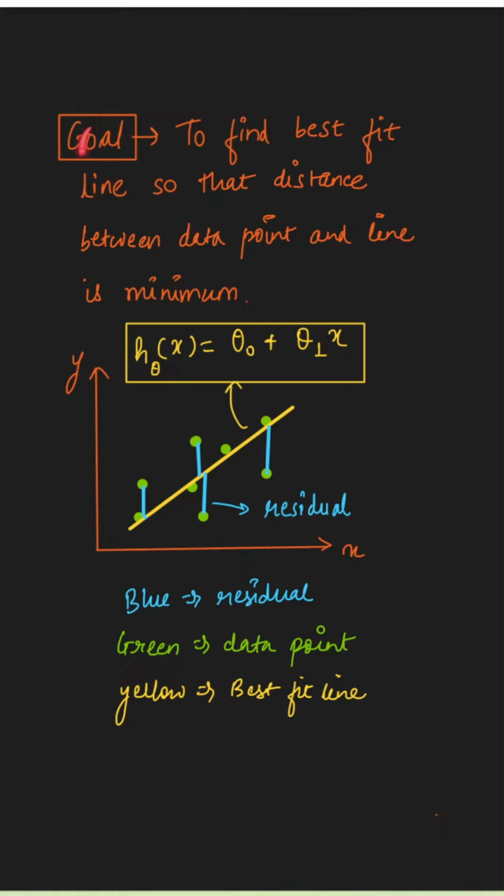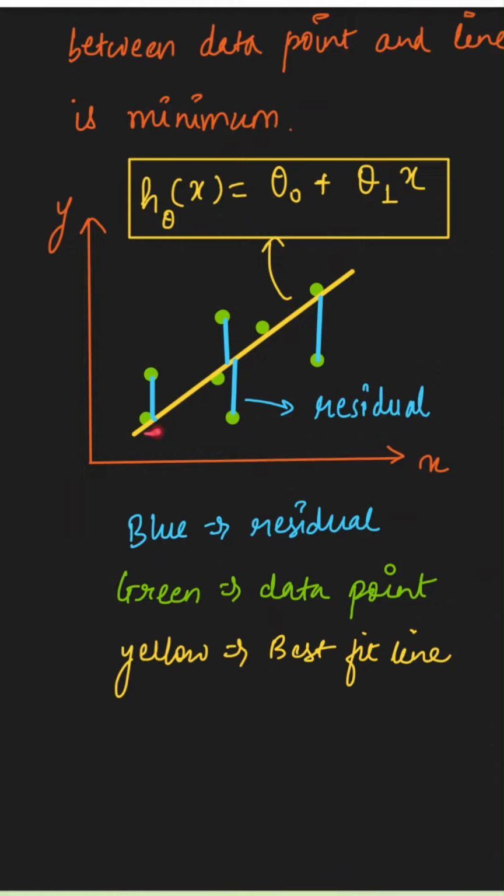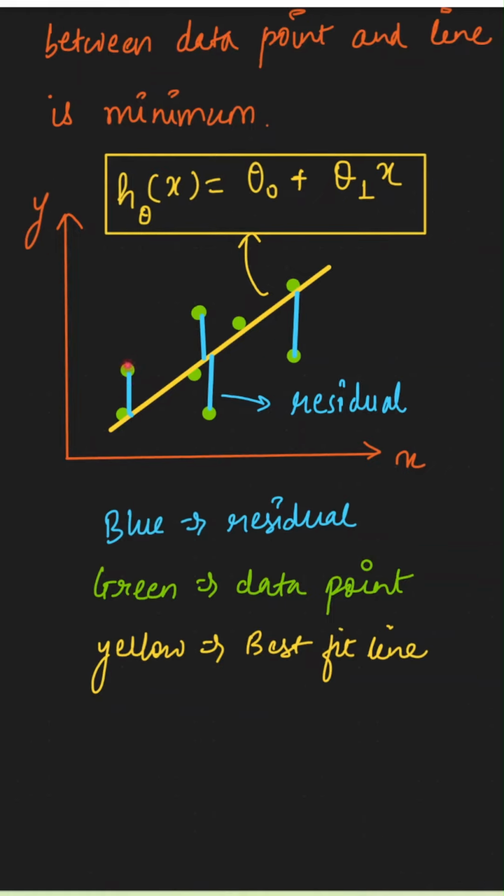So the goal of linear regression is to find the best fit line such that the distance between the data points and our line is minimum. If you see in this figure, this yellow line shows the best fit line and these green dots are our data points, and the blue line is the distance between our data point and the line, and we want to minimize the distance for all of these points.